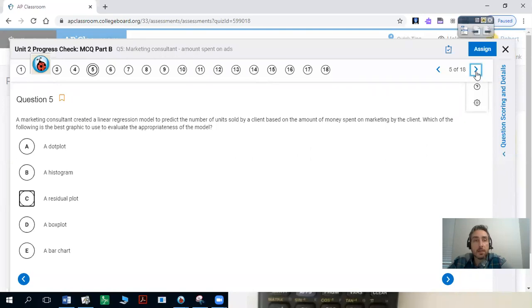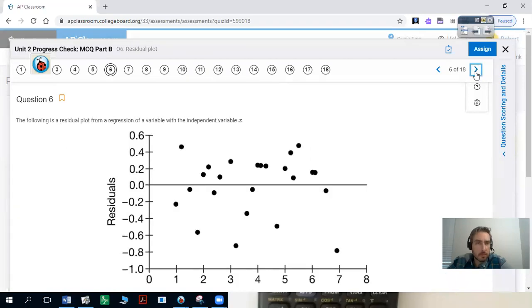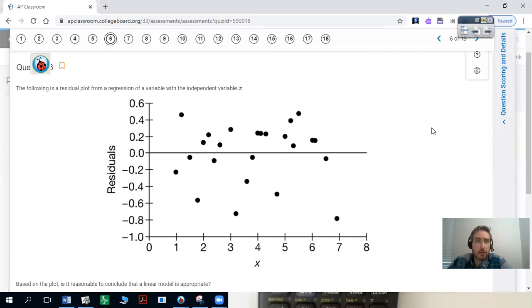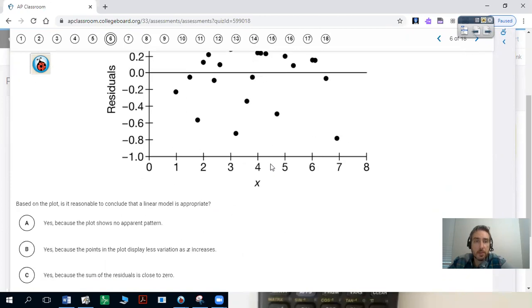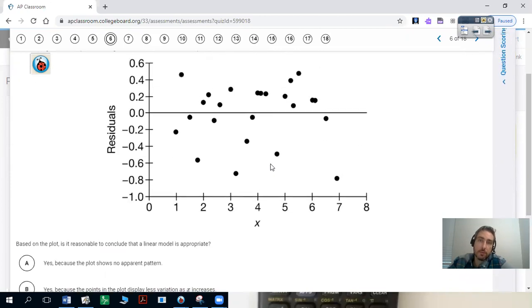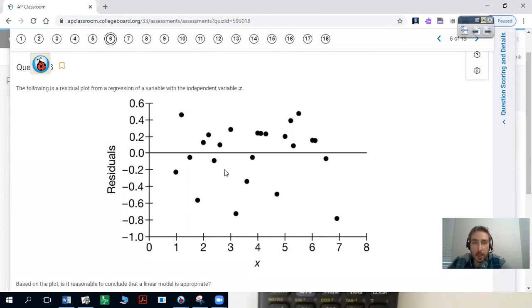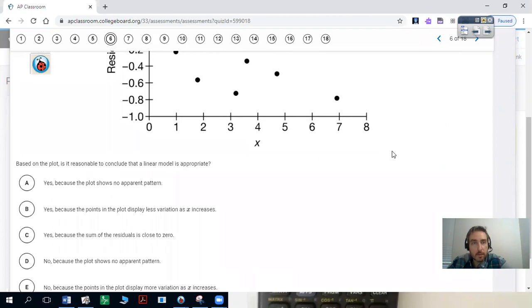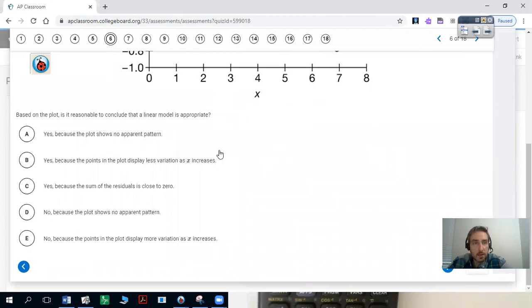All right, number 6. The following is a residual plot from a regression of a variable with an independent variable x. Based on the plot, is it reasonable to conclude that a linear model is appropriate? And the way I'm looking at that plot, I see no clear pattern, a lot of scatter randomly. And so I'm going to say yes, because the plot shows no apparent pattern.